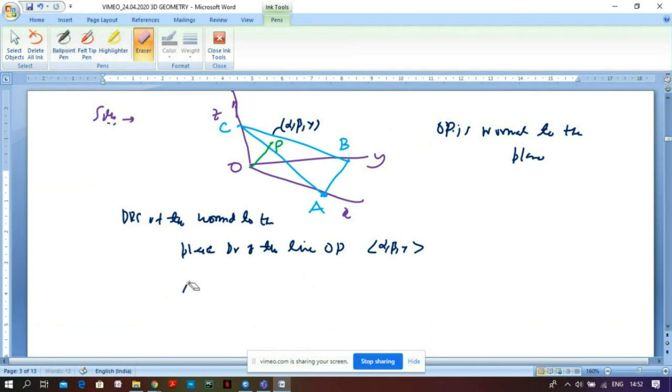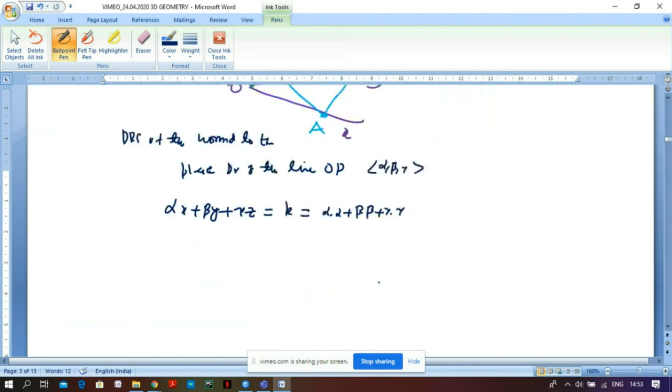So let me rewrite: alpha x plus beta y plus gamma z is equal to, say, k. But you know that alpha, beta, gamma passes through it, so k gets evaluated as alpha times alpha plus beta times beta plus gamma times gamma. So what we have found is a very good thing: alpha x plus beta y plus gamma z is equal to alpha squared plus beta squared plus gamma squared. This is the equation of plane ABC.